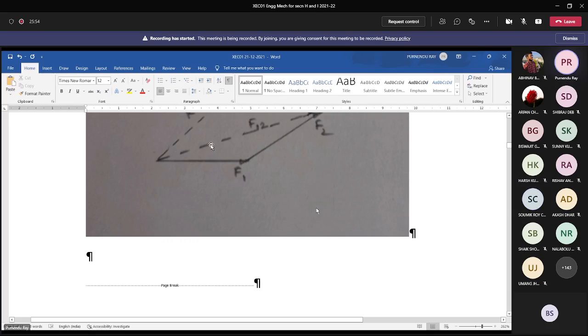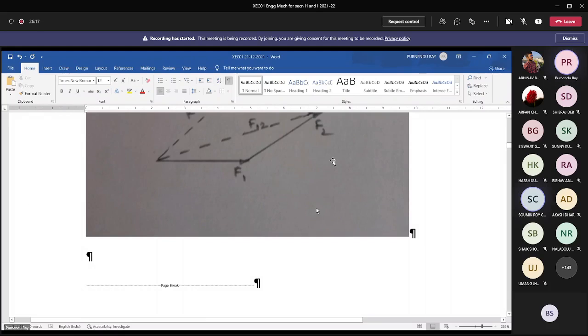Not R cos alpha, R cos theta. Then what about the y component? For F1 the y component is 0. Only the F2 part remains, so it is F2 sine alpha. So now you can remember that crispy formula, whatever you have used, with understanding or without understanding. That is tan theta is equal to F2 sine alpha divided by F1 plus F2 cos alpha.